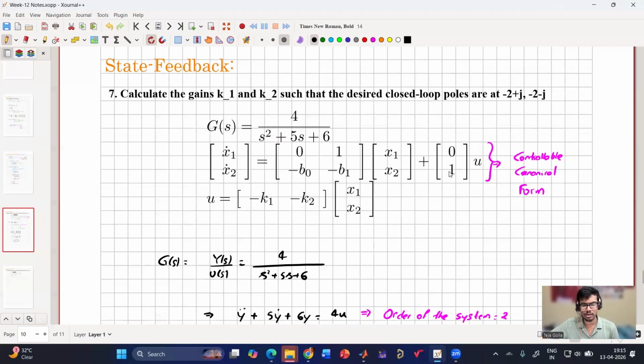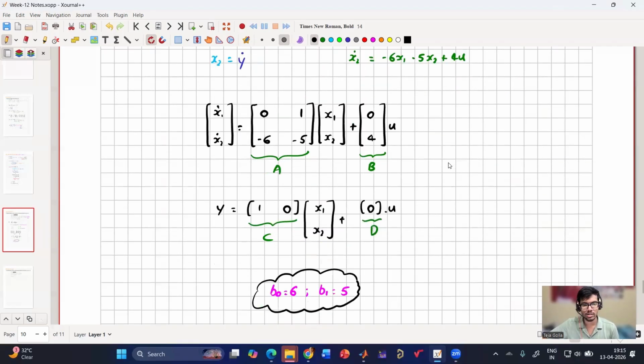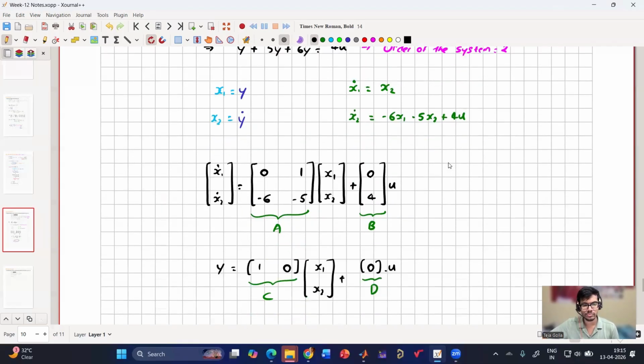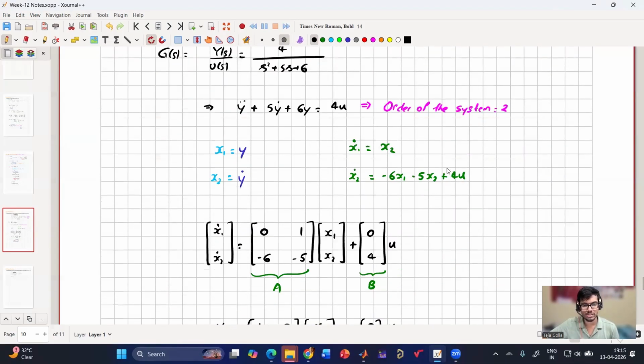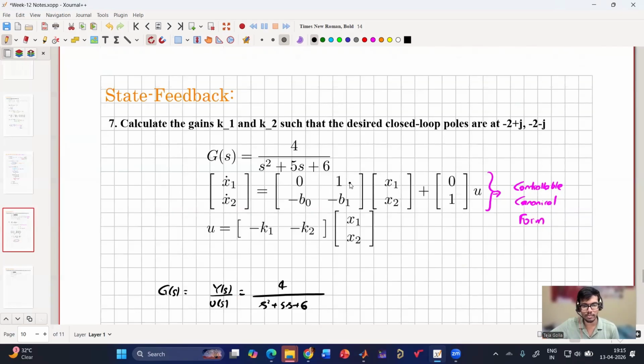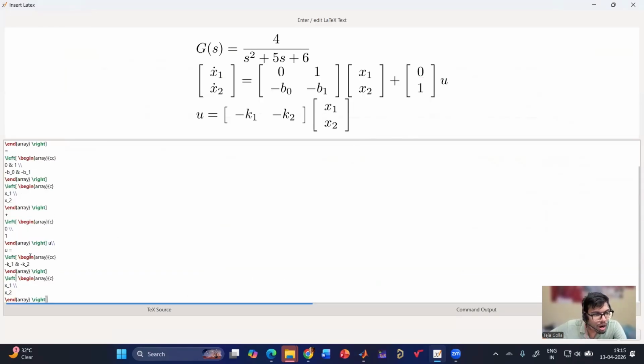So I think there is a mistake, right? It should be 0 and 4. I think it is not 0 and 1. It should be probably 0 and 4. Or are we making any mistake? No, right? 0, 1, minus 6, minus 5 and then 4. So it should be 0 and 4, not 0 and 1. I think so. There is some mistake. Sorry. Where is u? u, it is 4. So I think there might be some mistake here. Okay. Yeah, 0 and 4.